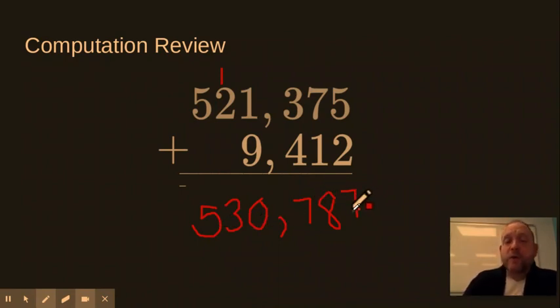530,787. Again, the only important thing to remember as we're doing large numbers like this is to line them up with the place values in the right spots over each other. It's actually going to be the same thing we're going to have to do when we start working with decimals at the end of the week.